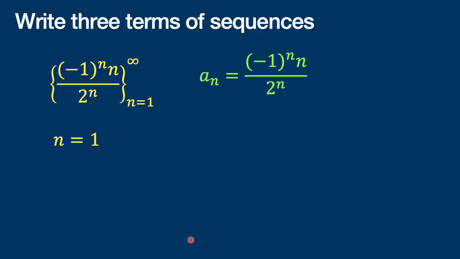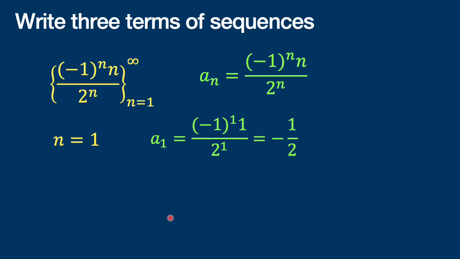Start with n equals 1. You plug in n equals 1 everywhere. So a1 is (-1) to the 1st power times 1 over 2 to the 1. (-1) to the 1st power is -1, and -1 times 1 is -1 over 2.